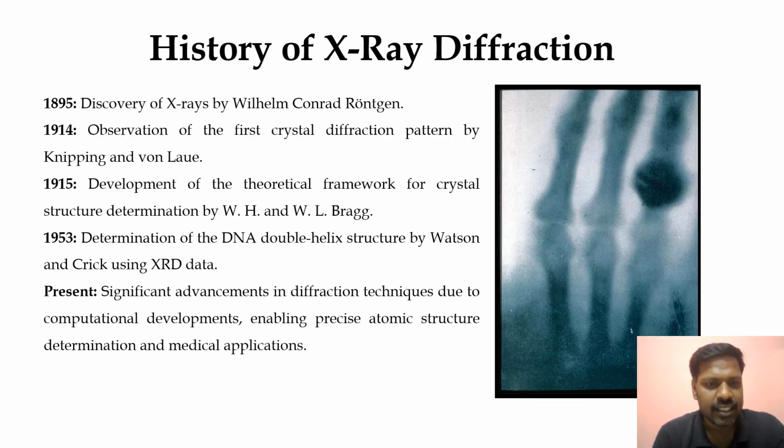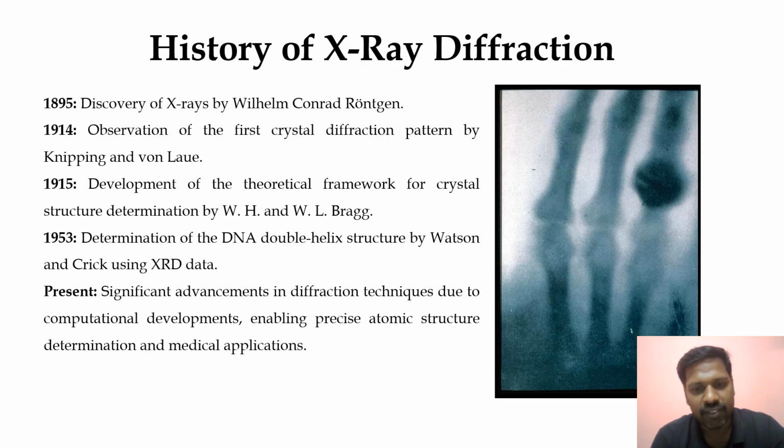History of X-ray diffraction. Let us briefly look at the history. In 1895, X-rays were discovered by Röntgen. In 1914, the first crystal diffraction pattern was observed by Von Laue, and in 1915, Bragg's law was developed, which became the foundation of XRD. In 1953, the structure of DNA was discovered using XRD data. Today, advanced computer detectors have made XRD faster and more accurate.